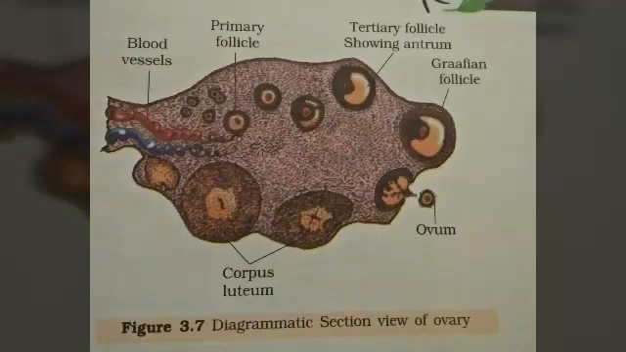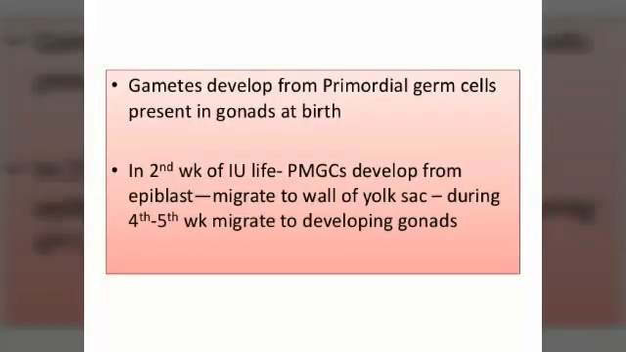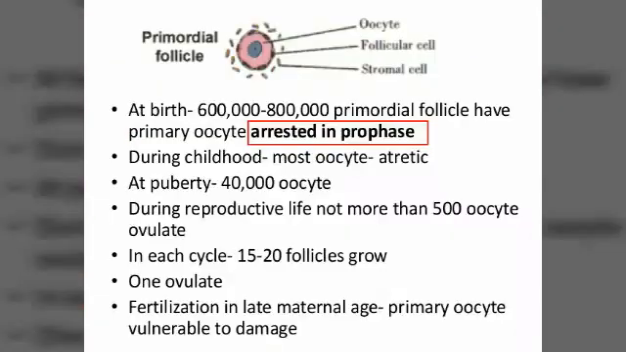So this chart represents everything. Oogonia cells through mitosis convert into primary oocyte, and through the first meiotic division they convert into secondary oocyte, and in the next division they develop into the ovum. So this is the diagram of the ovary, in which you can see the blood vessels, primary follicle, tertiary follicle showing antrum, Graafian follicle, and then ovum released. Then the rest part is the corpus luteum.